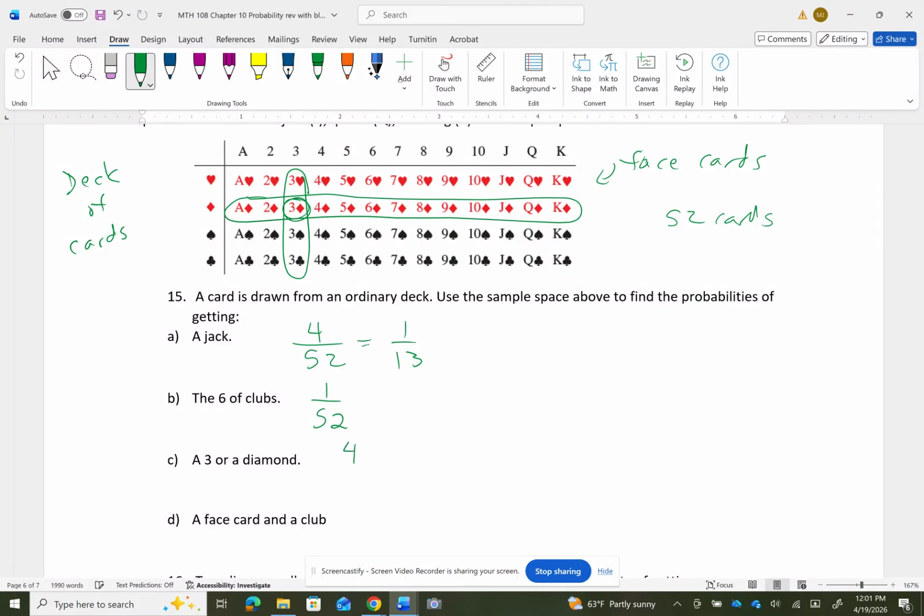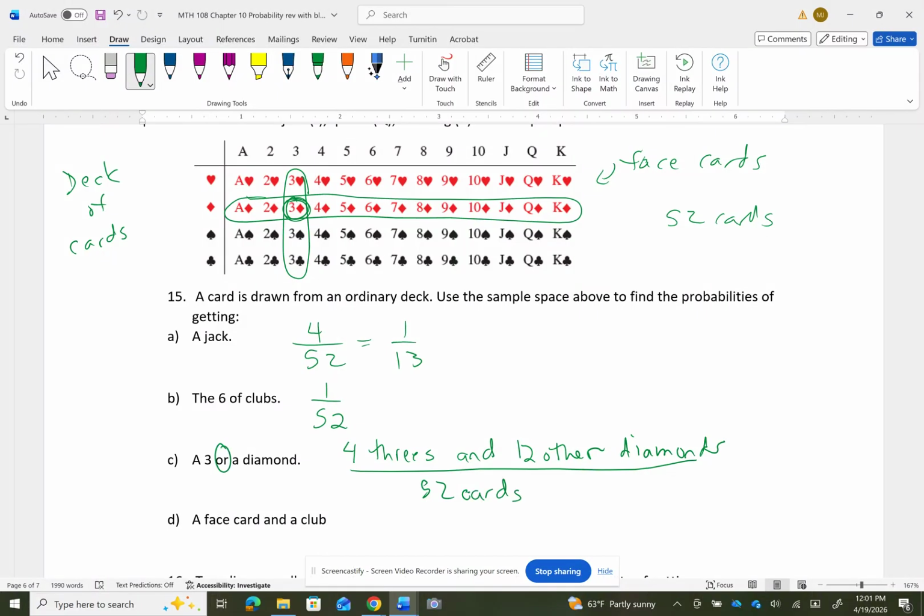So there are 4 3s. So think of it like that. There are 4 3s and then 12 other diamonds that you haven't already counted. You counted this one already, okay, out of the 52 cards.